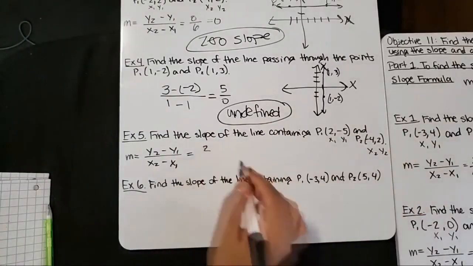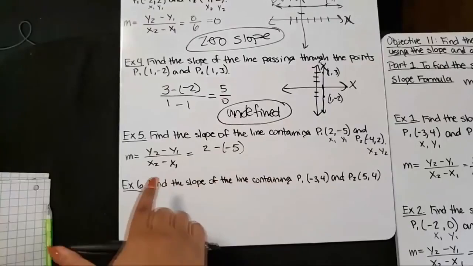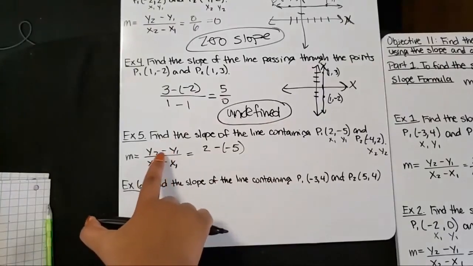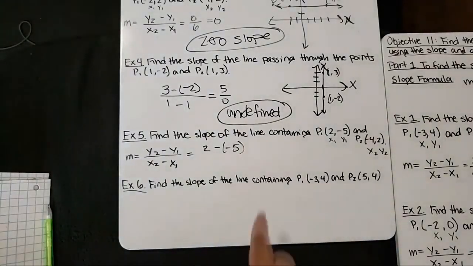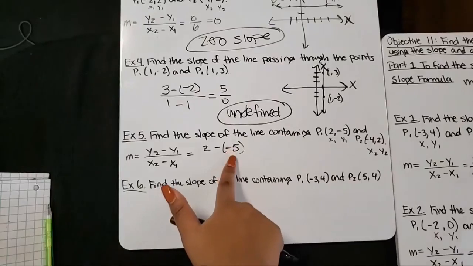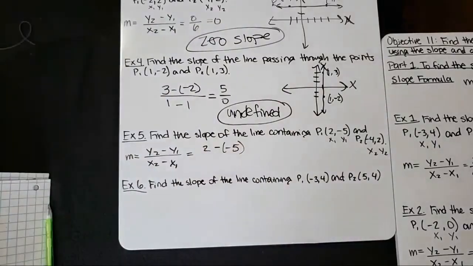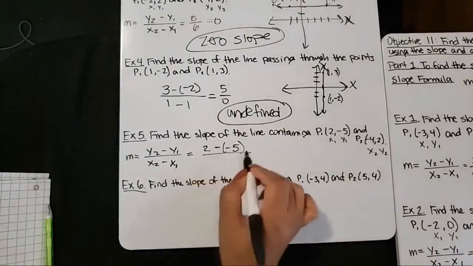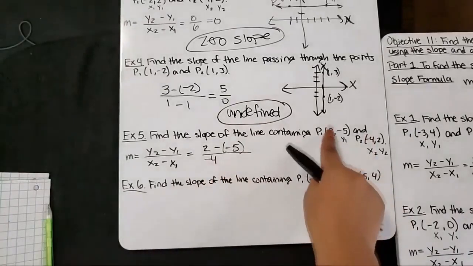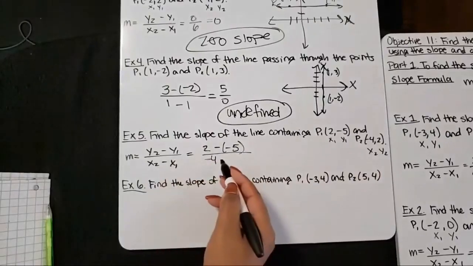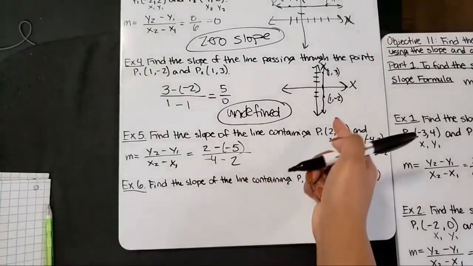Y2 is 2, so we got 2. Y1 is -5, so we have minus -5. Remember, whenever we have a negative sign, that's a part of our formula. When we plug that number in, even if it's positive, negative, whatever it is, we still have to keep that negative sign because it's a part of our formula. Now with the x2, we have -4. And with x1, we have that minus sign for the formula. And then our x1, which is 2. Okay?